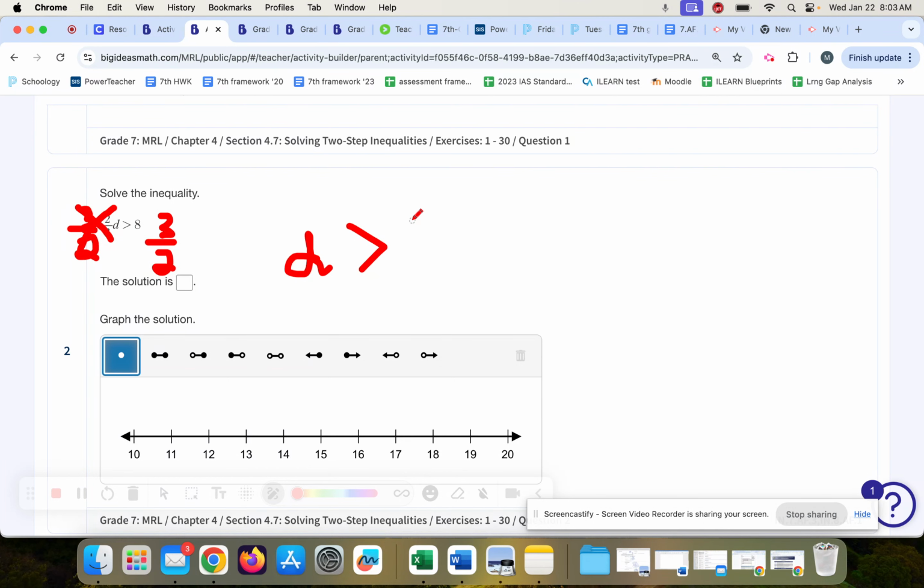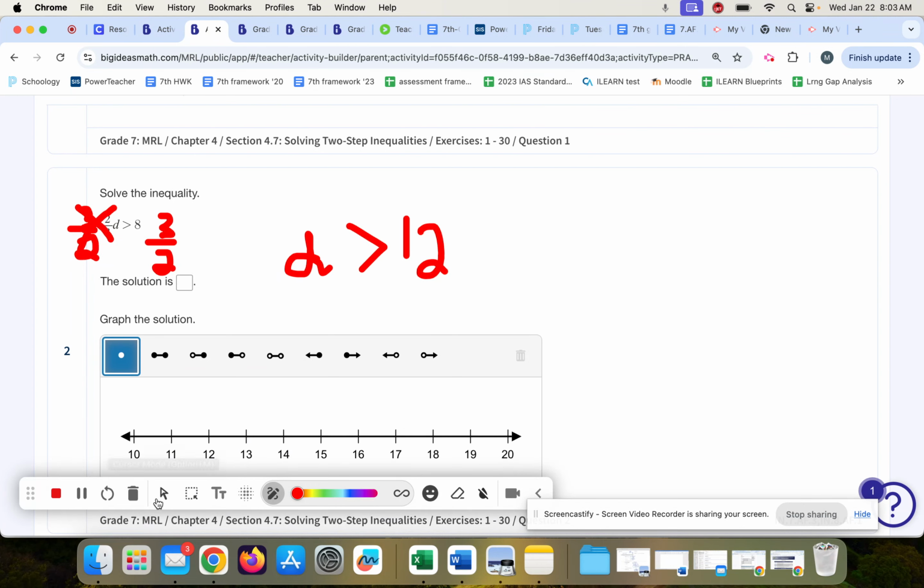8 times 3 is 24. 24 divided by 2 is 12. Or you could cancel the 8 and the 2 to a 1 and a 4. Either way, you get 12. So that's an open circle pointing to the right at 12.